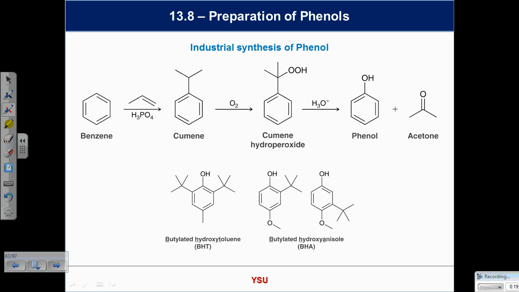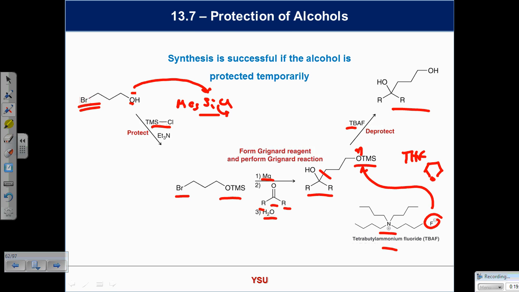So we put the TMS ether on, we do the chemistry we want to, and then we take the TMS ether off. But on top of that, you've got to know about Grignard reagents. You've got to know about which carbonyls do what. The aldehydes and ketones do addition. The esters do substitution followed by addition. That stuff should be in there now. That's what you're going to get tested on pretty quickly.